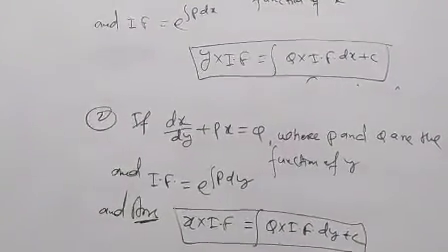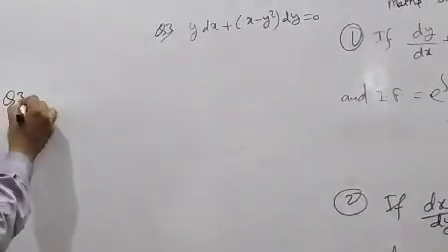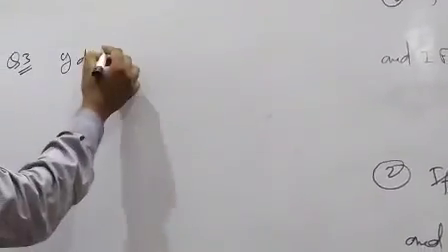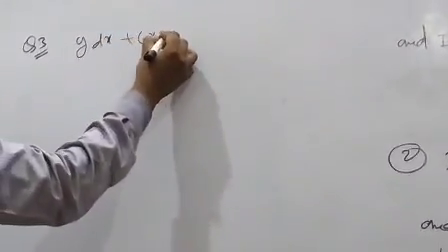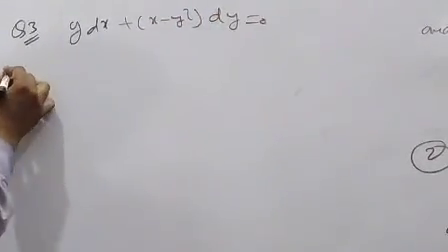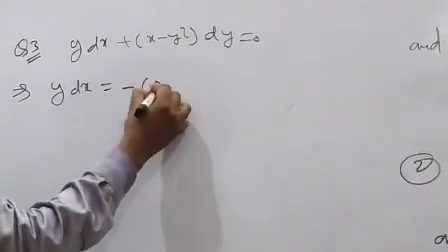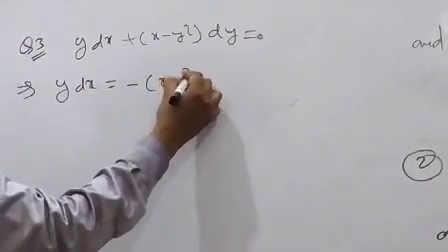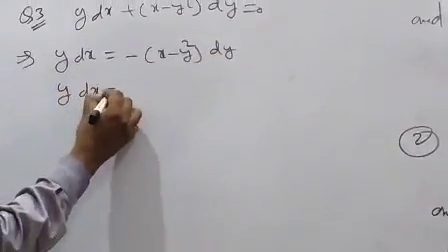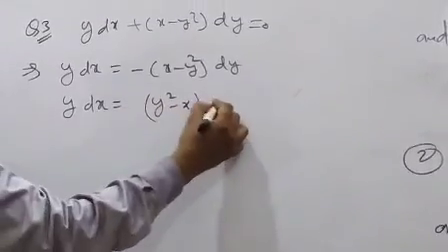Clear? Now see here, question number 3: y dx plus (x minus y square) dy is equal to 0. Now y into dx is equal to minus (x minus y square) dy. Y dx is equal to minus multiplied by (y square minus x) dy.